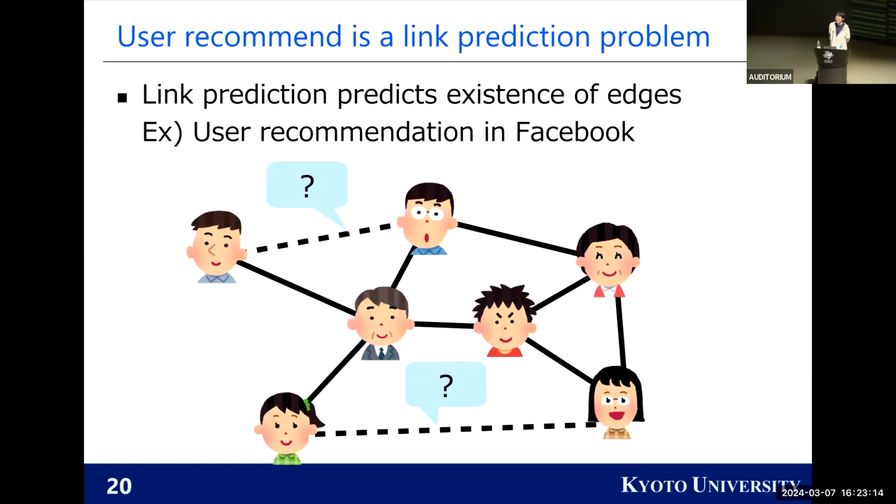So we want to find such relations based on the incomplete social network defined by Facebook, find such pairs, and recommend them to these people so that they can find each other on Facebook easily. So user recommendation can be formulated as link prediction.